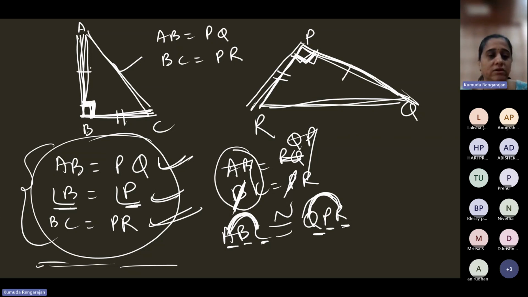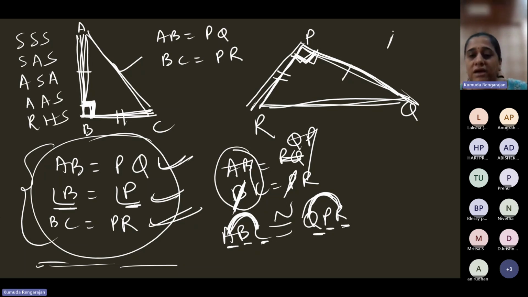So these are the 5 congruence rules: SSS, SAS, ASA, AAS, and RHS. AAA is not a valid congruence rule. Similarly, SSA is not a valid congruence rule.